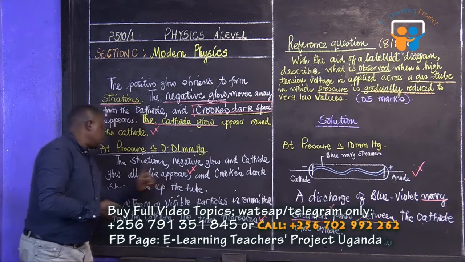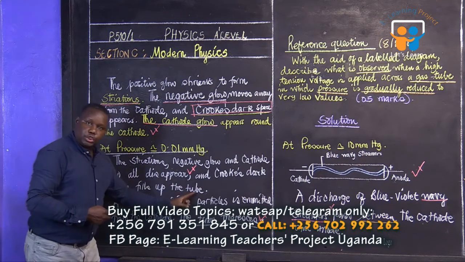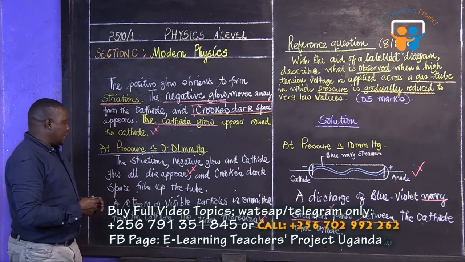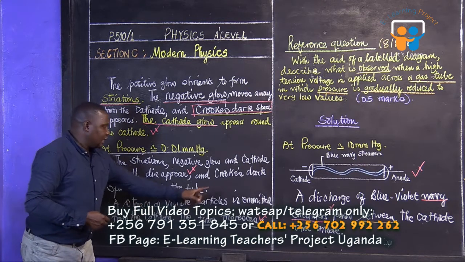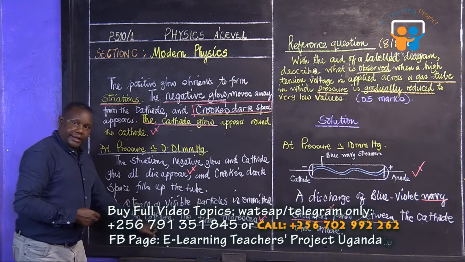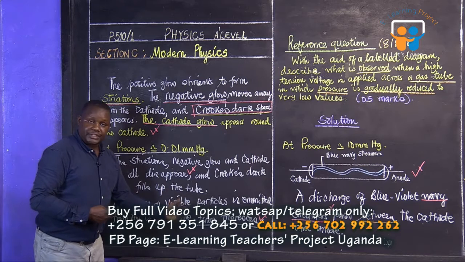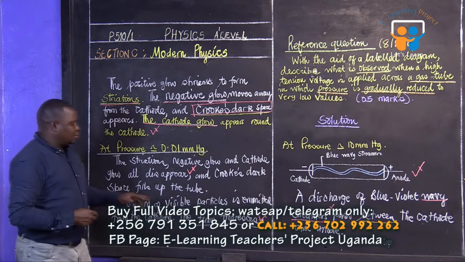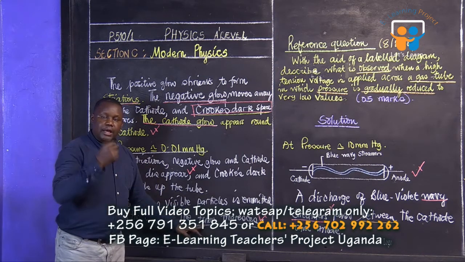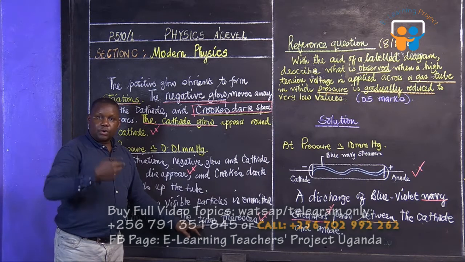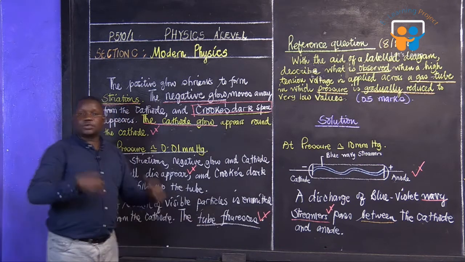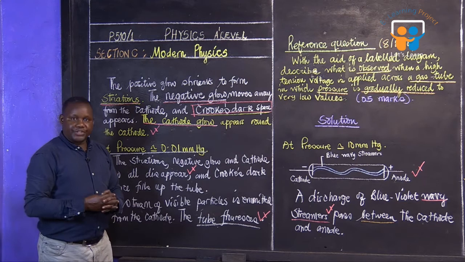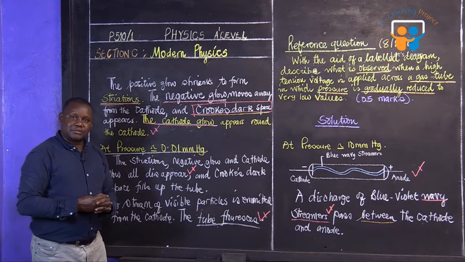And Crookes dark space does what? Fills up the tube. And then we say a stream of visible particles is emitted from the cathode. The tube fluoresces. Remember, the fluorescence of the tube is due to the emission or production of cathode rays. Which cathode rays cause fluorescence? Have you understood that, my dear students?